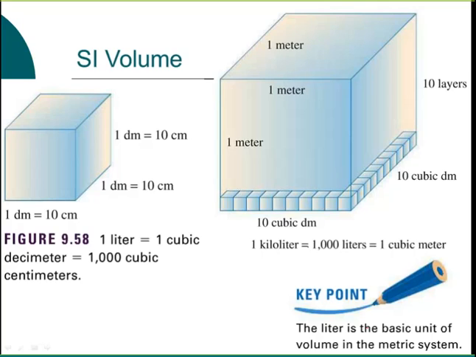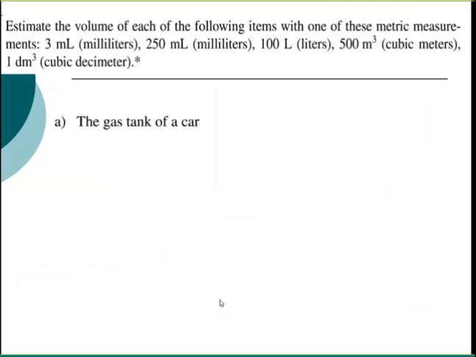And again, the bottom line here is that the liter is the basic unit of measurement for volume. And here we've got to estimate the volume of each of the following items with these measurements: 250 milliliters, 100 liters, 500 meters cubed, and 1 cubic decimeter.